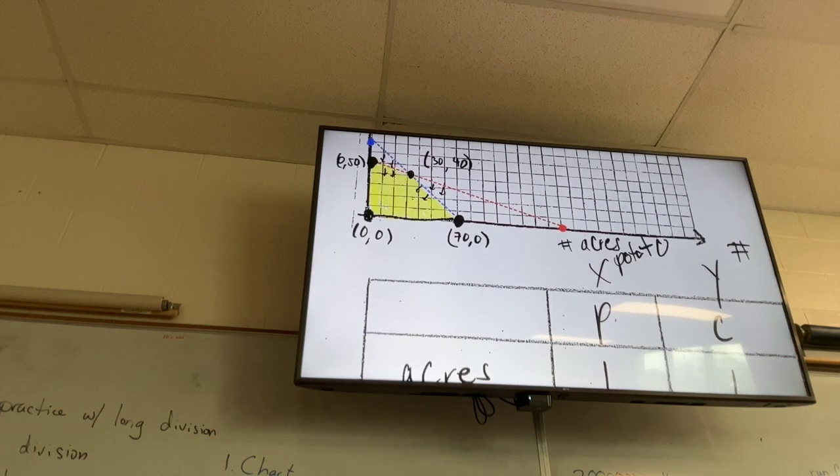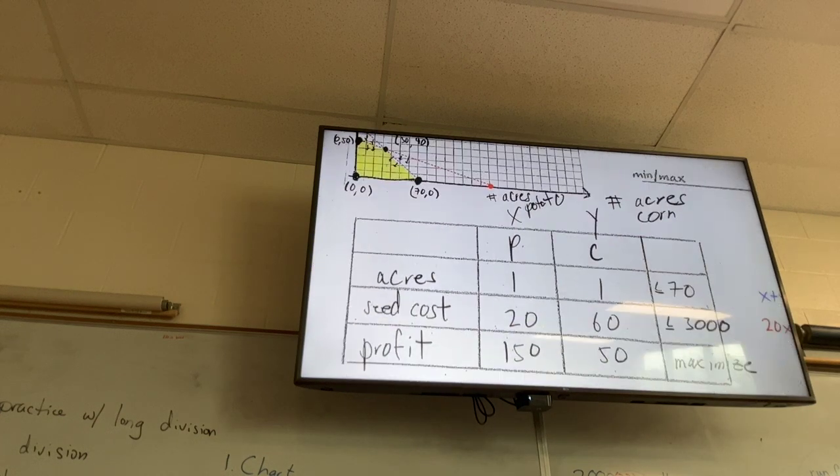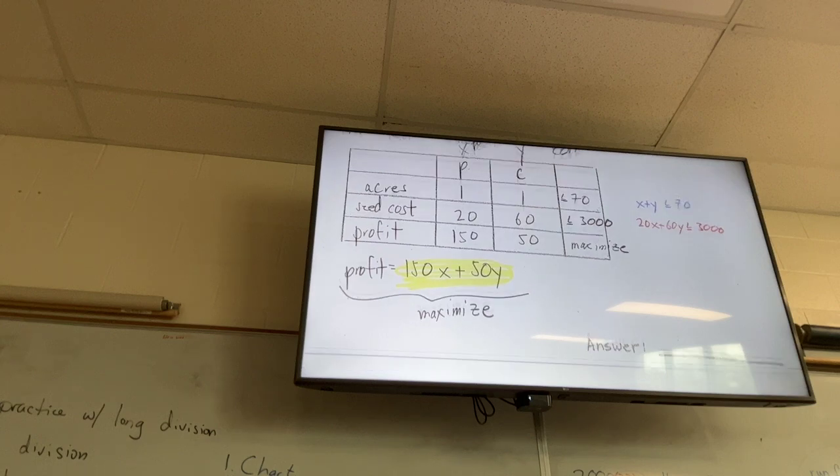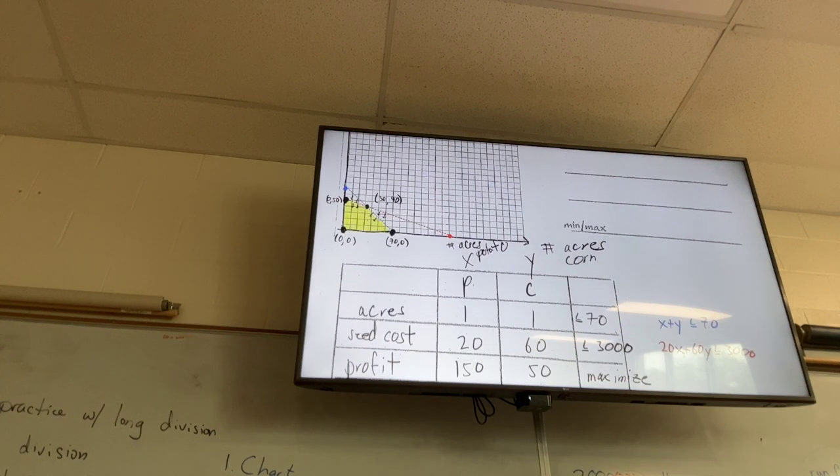What do we do with those 4 points? Plug them into the profit function and take the biggest. So I plug those 4 points into here, right? And whichever one gave me the biggest number would be my answer, okay?